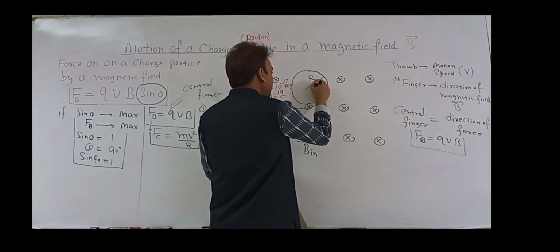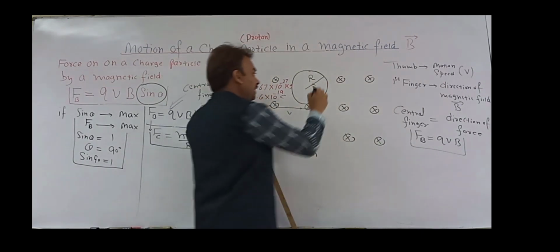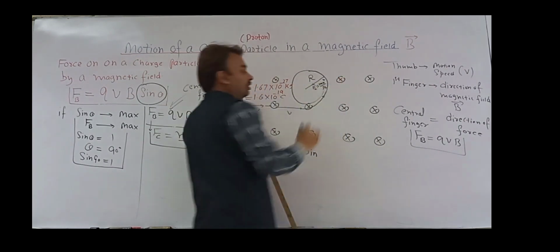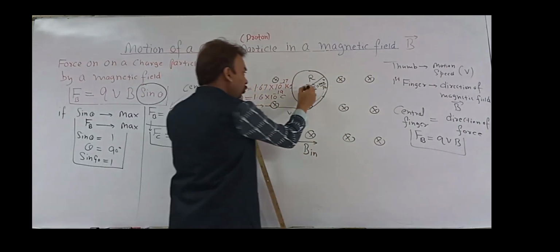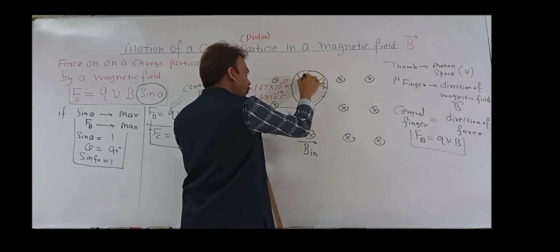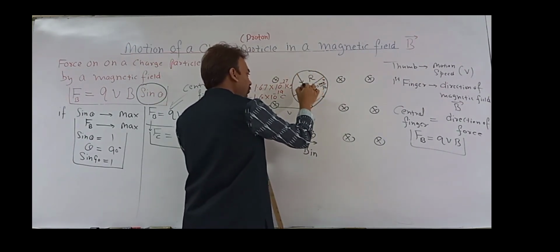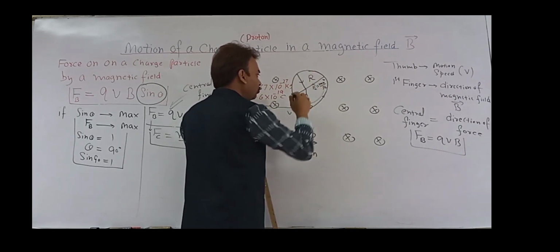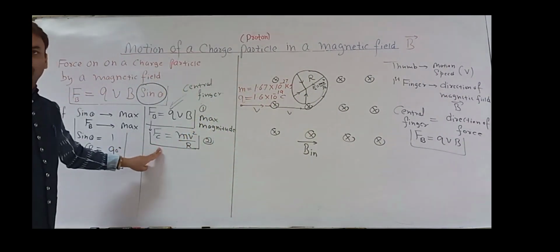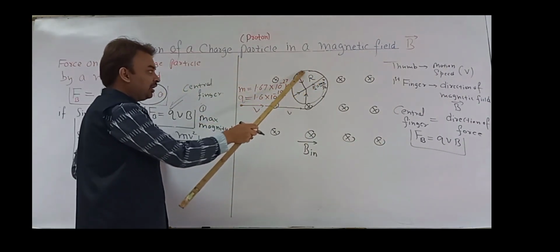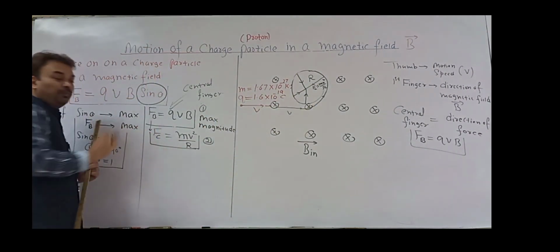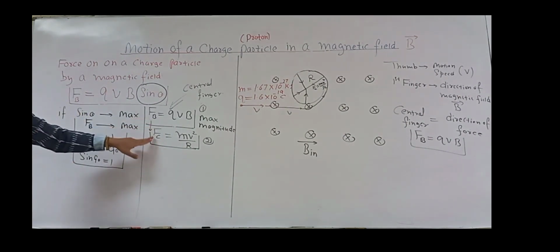So now we can say the force is acting towards the center, the centripetal force Fc, which is mv square upon r, right? Everywhere on the locus of the circle, every time the force is toward the center, that's why it is known as the centripetal force. Every time this force tries to take the particle in a circular path. Because Fb, the magnetic force, is producing the centripetal force Fc.